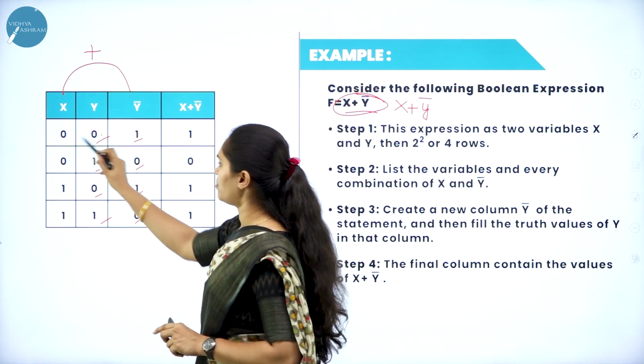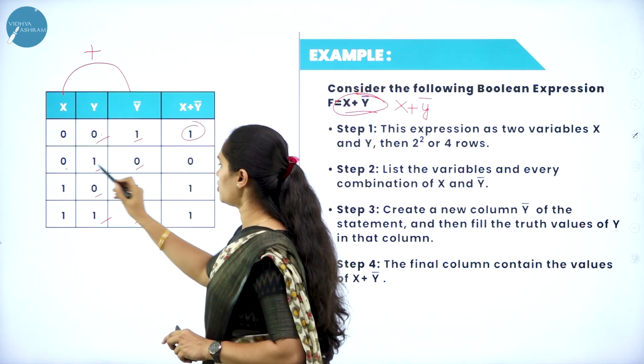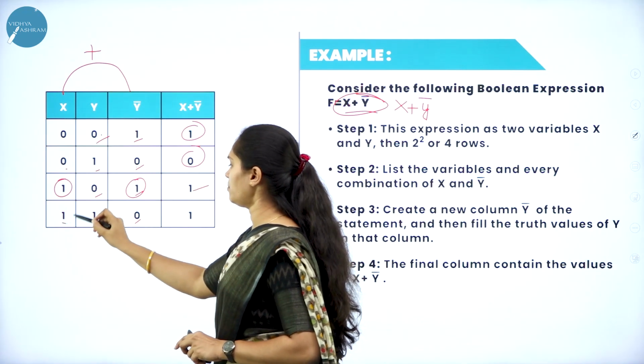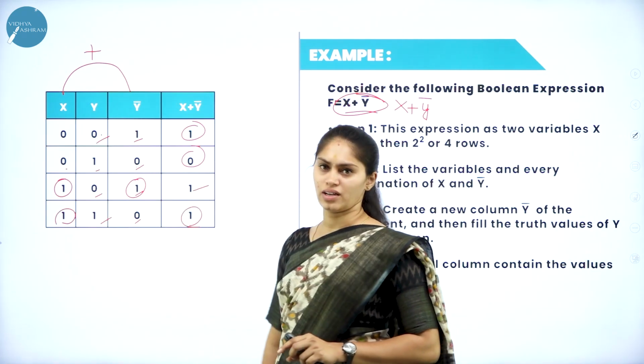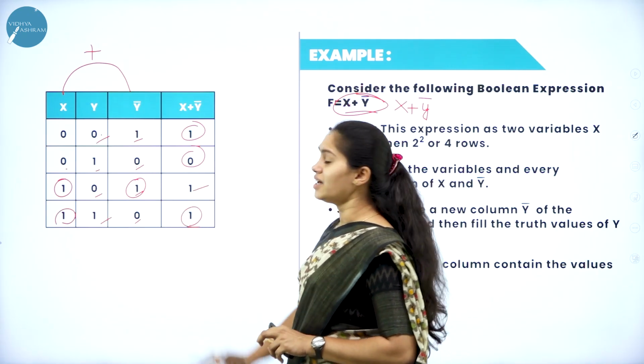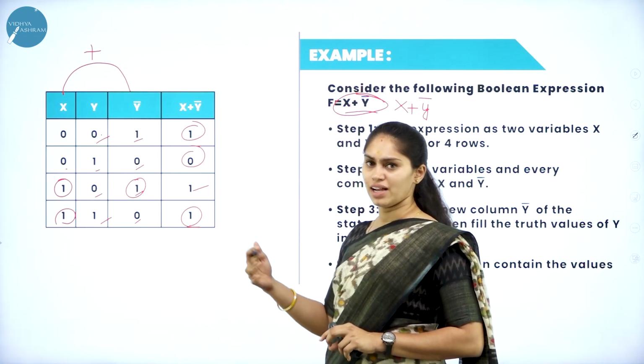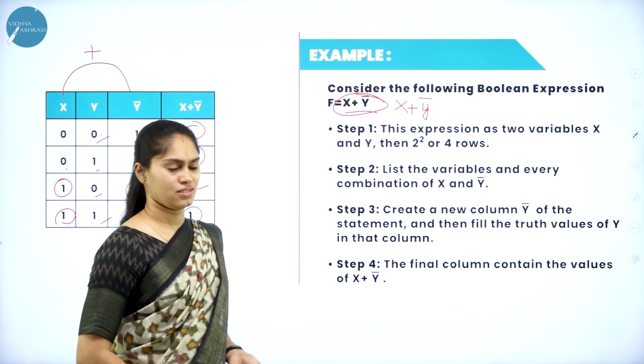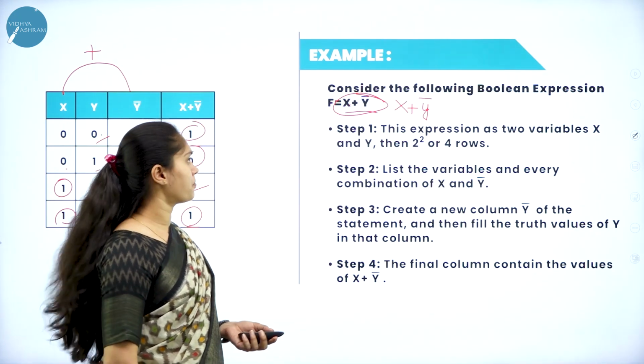So 0 plus 1, 1. Then 0 plus 0, 0. So 1 plus 1, 1. So 1 plus 0, it will be 1. This is how we are going to get the resultant. That is how we evaluate a Boolean expression with the help of this truth table. These are the steps we have to follow.